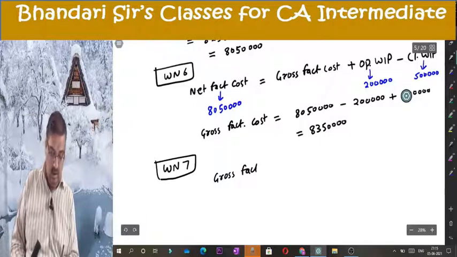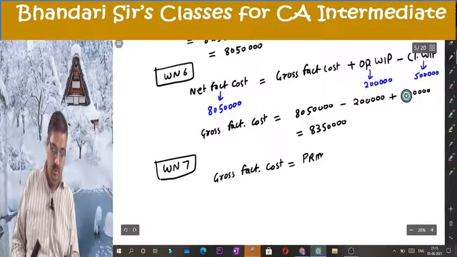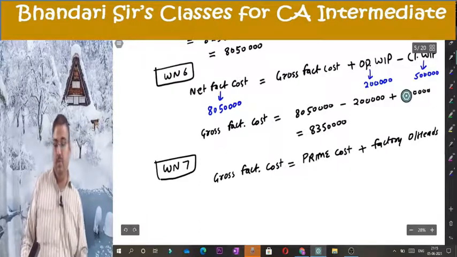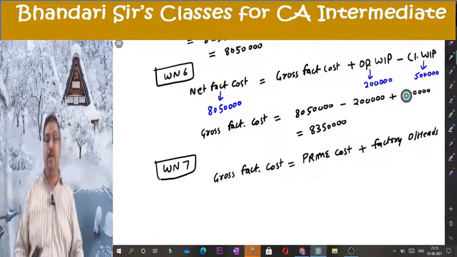Gross factory cost is equal to prime cost plus factory overheads. Prime cost plus factory overheads.